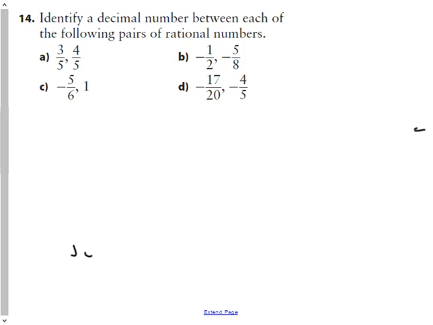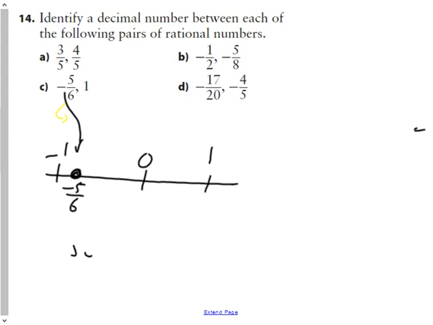For question C, a little bit more complicated, but not really. Identify a decimal number between here. So if I was to draw this and put 0 here and 1 here, and -1 here, this fraction, -5/6, appears here, and 1 appears here. So the easiest number to say fits between there is 0. 0 is a number that fits between those two, or 0.0 if you want to have a decimal in there, or 0.1, or -0.2. There's a whole bunch of numbers that fit in between there. That's another way you could do it. Draw a number line and look at it.